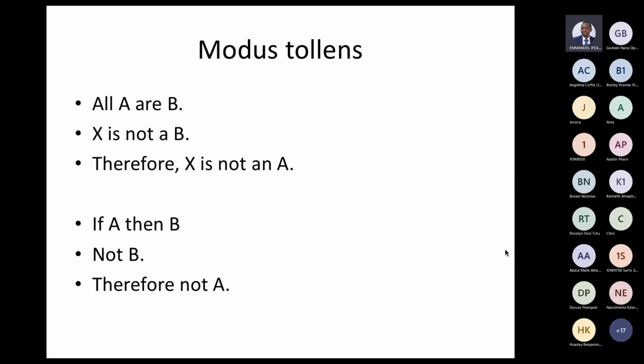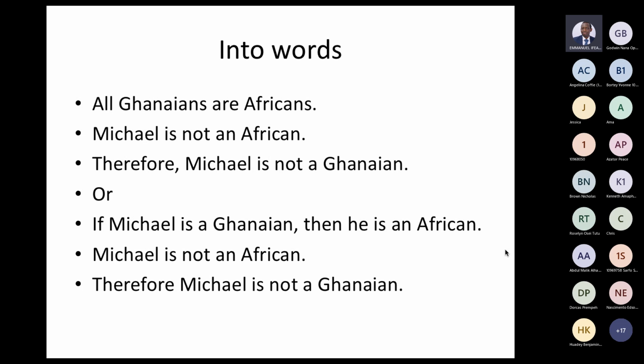So you say all A are B, S is not a B, therefore S is not an A. Yes, all Ghanaians are Africans, Michael is not an African, therefore Michael is not a Ghanaian. That's a valid argument. Michael is not an African is enough to show that Michael is not a Ghanaian. Denying the consequent is enough to prove the conclusion.